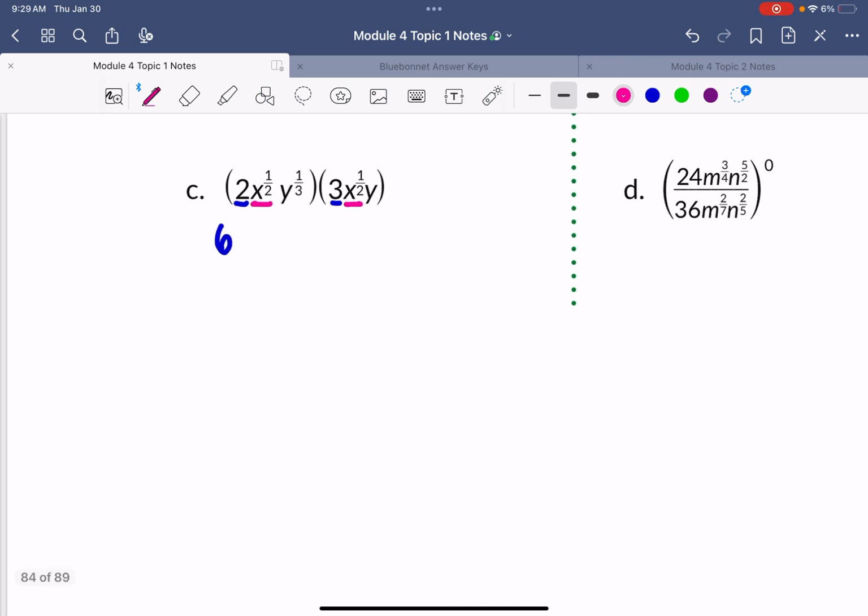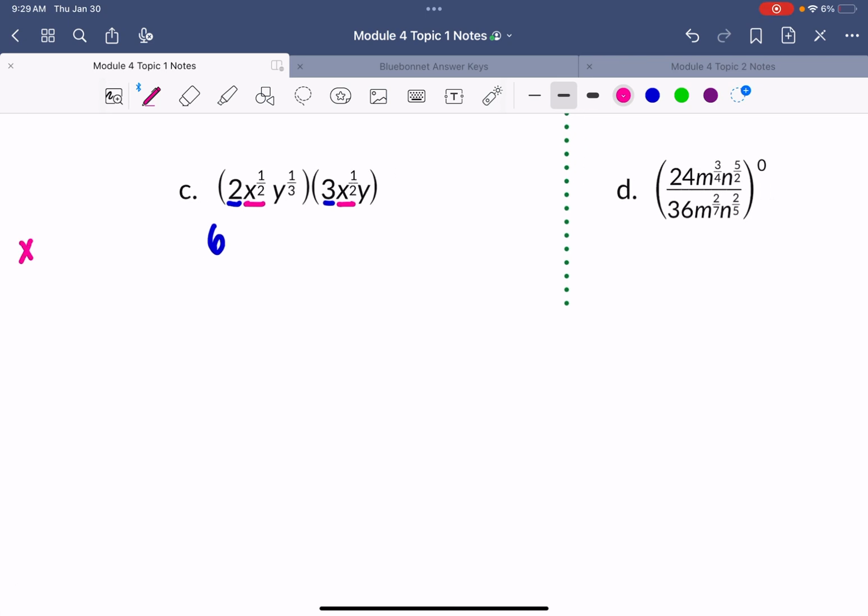I'll do the work over here if anybody's confused. So I have x to the 1/2 plus 1/2. When I add fractions, you keep the denominator the same and actually add my numerator. So 1 plus 1 is 2. We know that anything divided by itself is just 1. So my answer is just x. So I become 6x. Okay.